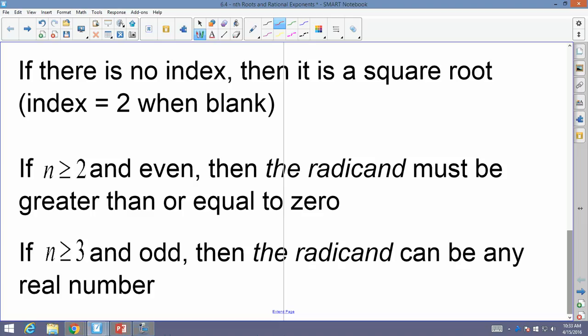Yes, sir? So for a cube root, if you had a cube root of 15, that wouldn't be a solution. Cube root of 15, no, that would be as simplified as possible. Because what number times itself 3 times gives you 15? That's right. Good job. The answer is nothing.